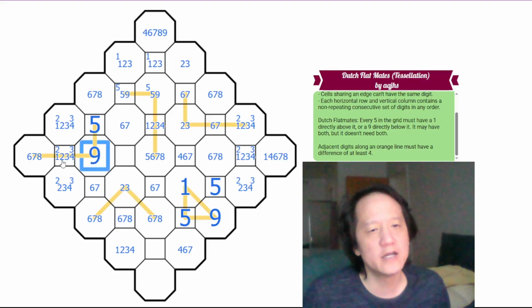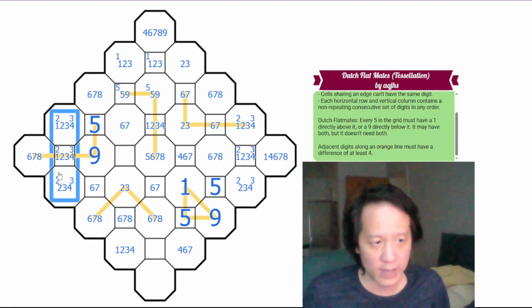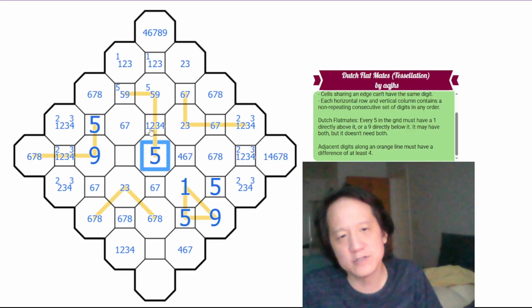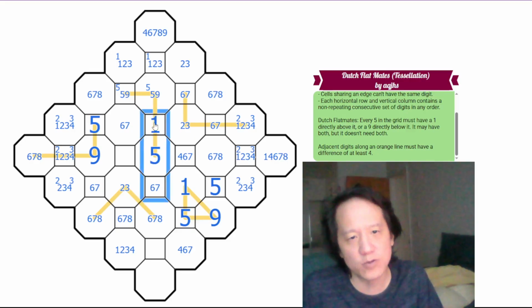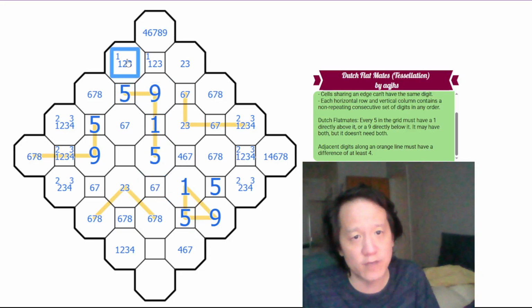Can't be here because it can't have 1 or 9 above, 1 above it or 9 below it. This is 9. Again, cannot be here because it can't form a Renban with 1 or 9. And it can't be here. So this has to be 5. This is 5, which makes this 1 to have a 1 above it because it can't have 9 below it, which makes this 9. That's 5, which makes this 1.